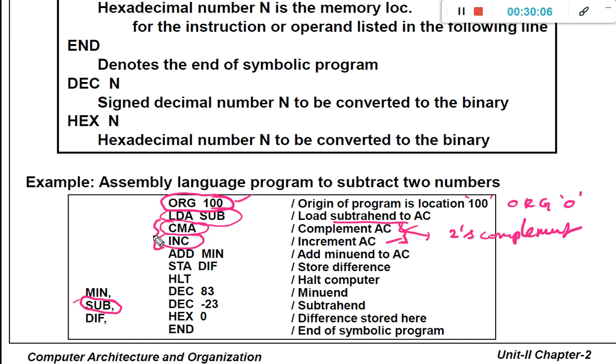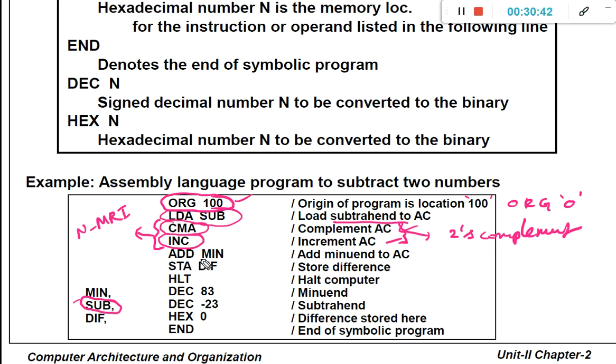Because these two commands do not have any operands, these two commands are NMRI commands, that is, non-memory reference instructions. We have seen just now there are two categories of instructions: memory reference instructions and non-memory reference instructions. How to recognize? If there is no operand, then it will be a non-memory reference instruction. Here you can see there is no operand. That is why we can say these are non-memory reference instructions.